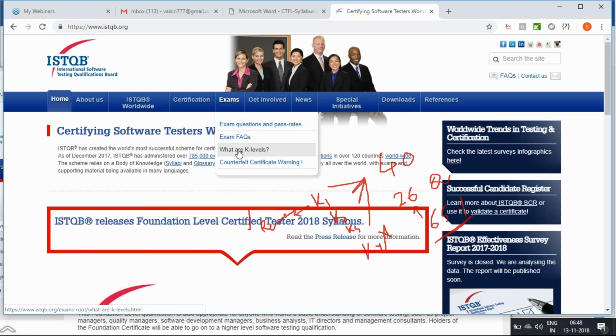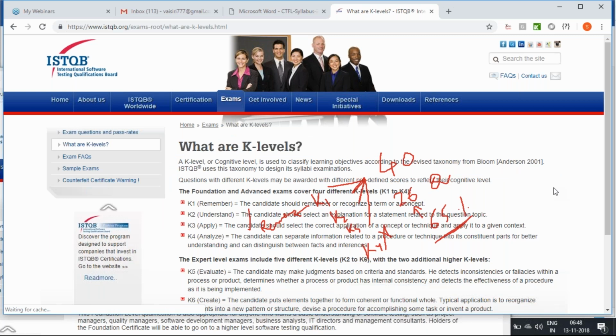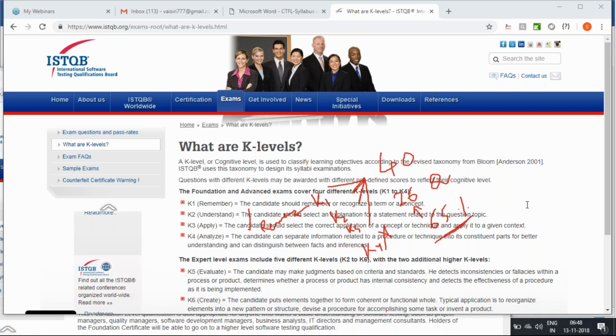Under exam, you can see exam questions and pass rates, exam FAQs, and what the K levels are. Is there any extra point or recognition for whoever gets the highest marks? Not really. They all come under certified people. That's all. There is no grading as such. Would like to have it, but there's no grading. Whoever gets more than 65% will be issued the certification.